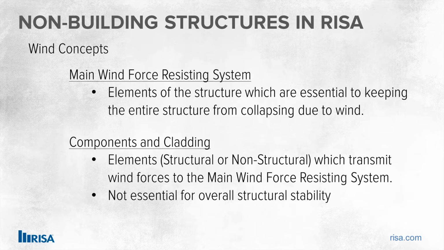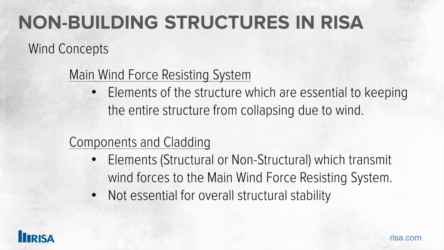And in this case, what we would be talking about is both structural and non-structural elements that are acting as a link between the wind and the main wind force resisting system. In other words, these elements are catching the wind and carrying it to our main wind force resisting system. But the important thing to know about components and cladding, so that you can help decide whether or not a given element is a main wind force resisting system element or a components and cladding element, is to consider, is that element essential for the overall structural stability?